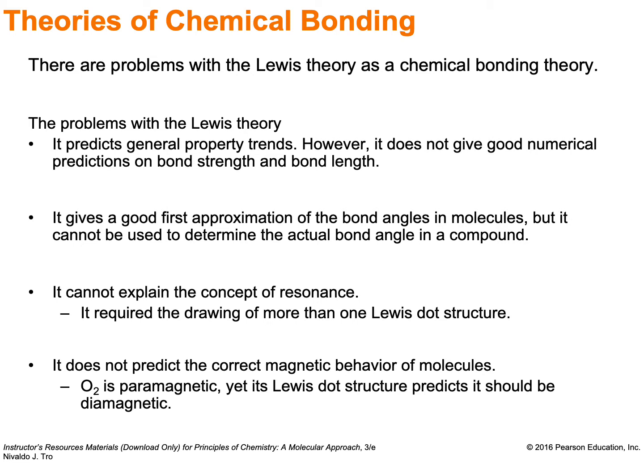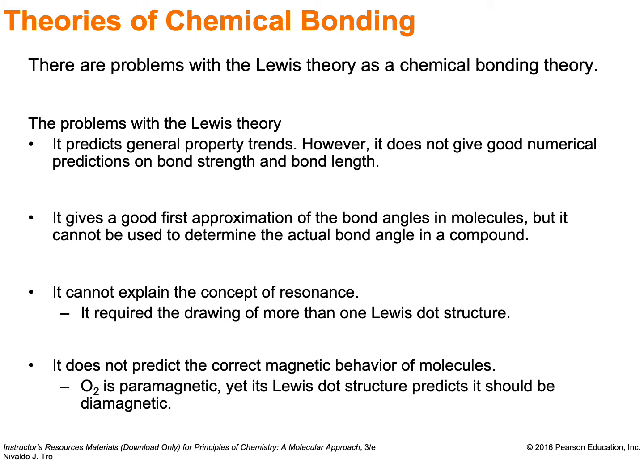Let's talk about the problems associated with Lewis bond theory. We know a lot of good things come out of Lewis structures, but it does have some problems. It predicts general property trends very well; however, it does not give good numerical predictions on bond strength and bond length. The second point is it's a great first approximation, not a good one, but a very good one, of the bond angles, but it's not very good to determine the actual bond angle in a compound.